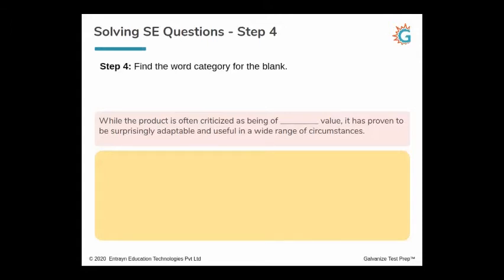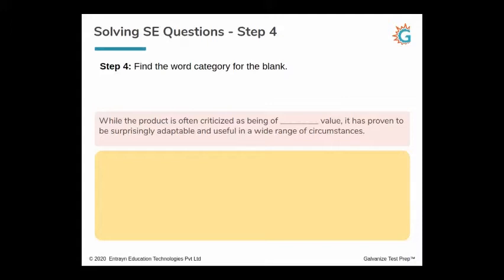In step 4, find the word category for the blank. Ideally, I would call this word category as part of speech. In sentence sequence questions, the options will all be single words, and a word can be only a noun, verb, adjective, or an adverb. But to spare you the grammar, let's not get too much into grammar. Let's just understand these words as naming words, action words, and describing words.